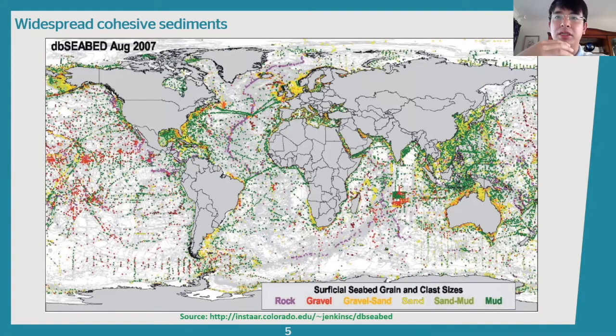Indeed, quite a lot of previous researchers have provided excellent information about ripple dynamics, but most of them only focused on clean sand ripples, which is quite far away from reality. As shown in this map, you can see that cohesive sediments, such as sediment mixed with sand and mud, are widespread across the world. So how does the cohesive clay affect the ripple dynamics?